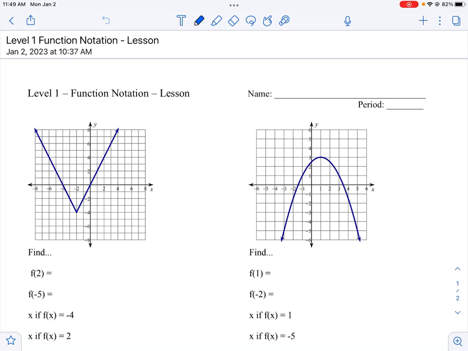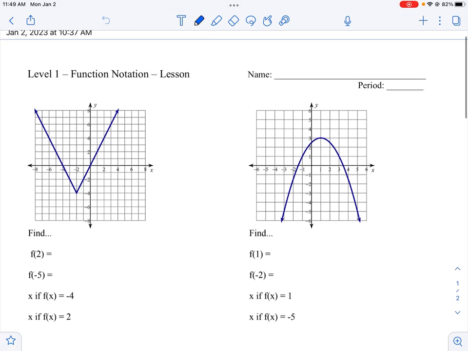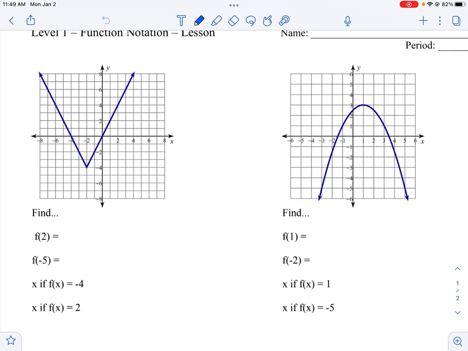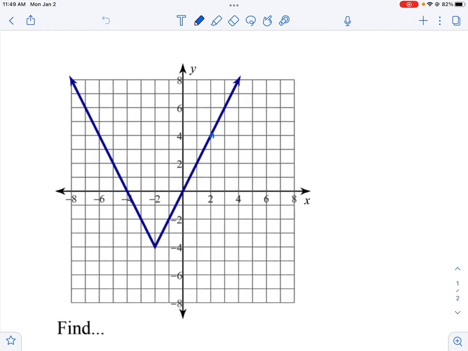Hello, it's time for a level 1 function notation lesson. So, the way to deal with these things, first things first. Remember when you have a graph and it's got points on it? Well, each of those points is some sort of x comma y coordinates, right?